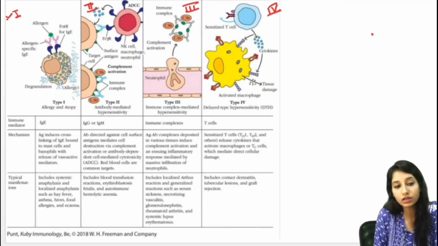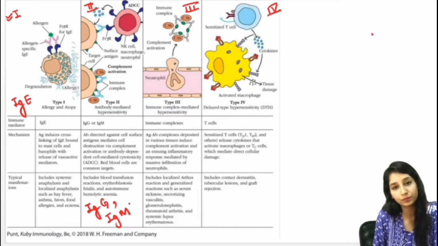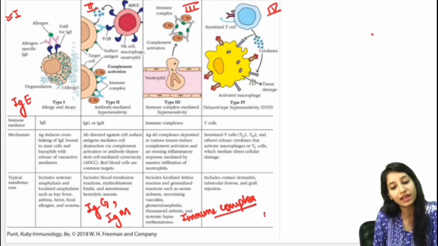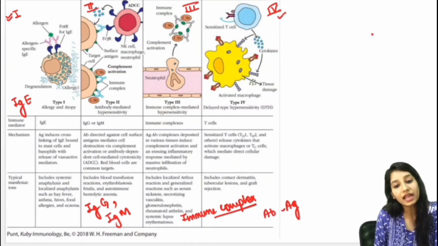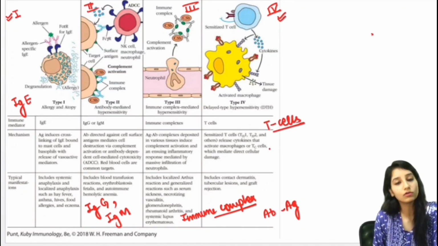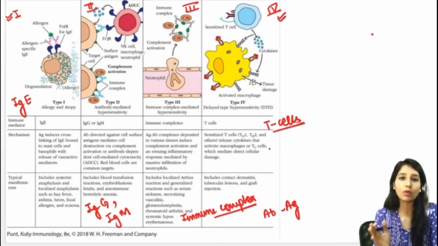If we talk about the first hypersensitivity, it occurs due to the antibody IgE. The second type of hypersensitivity occurs due to two antibodies, either IgG or IgM. The third type of hypersensitivity occurs due to immune complexes. What is an immune complex? An immune complex is the condition when an antibody is attached with the antigen. The fourth type of hypersensitivity occurs due to T cells, which are a part of our immune cells. We are going to see them one by one.